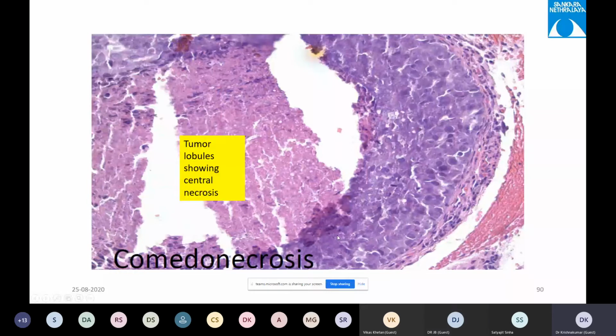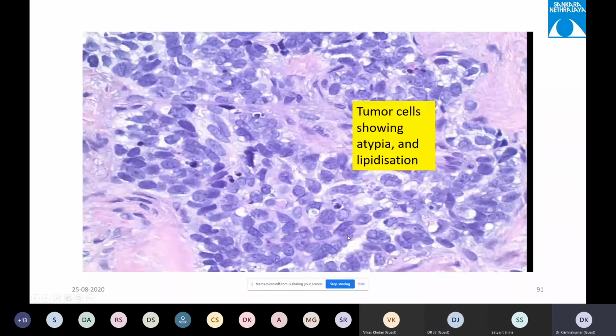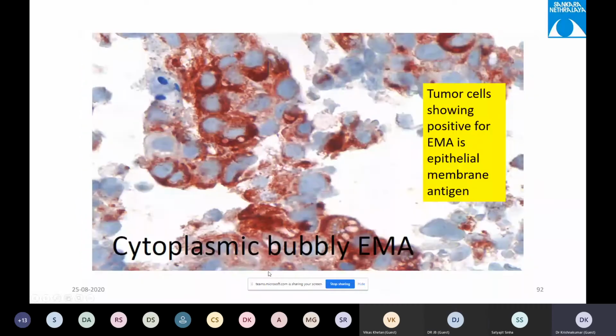Here you find the tumor cells showing this beautifully. You find the nucleus, and you find this peripheral lipidization. This is very, very important. On immunohistochemistry, epithelial membrane antigen is positive. You find this bubbly pattern of EMA in the cytoplasm. This is an important marker.